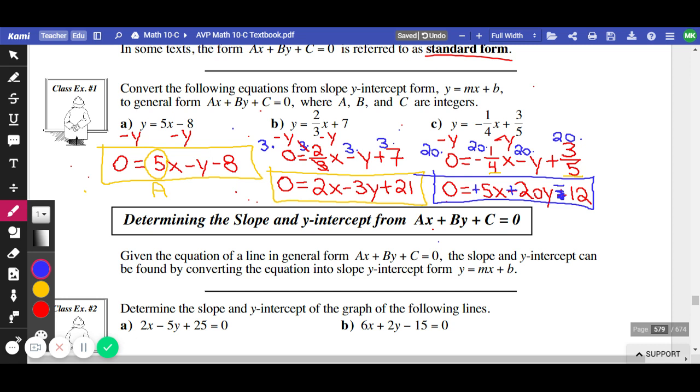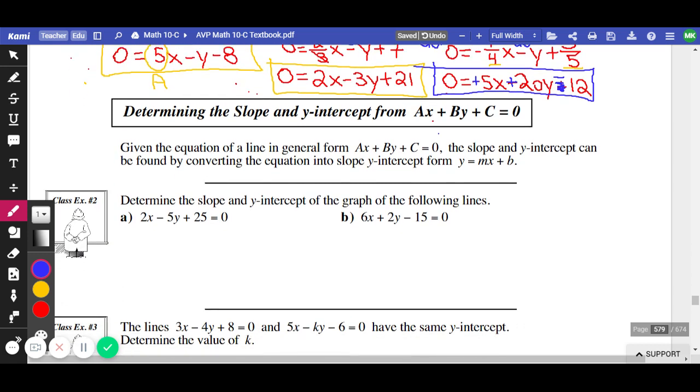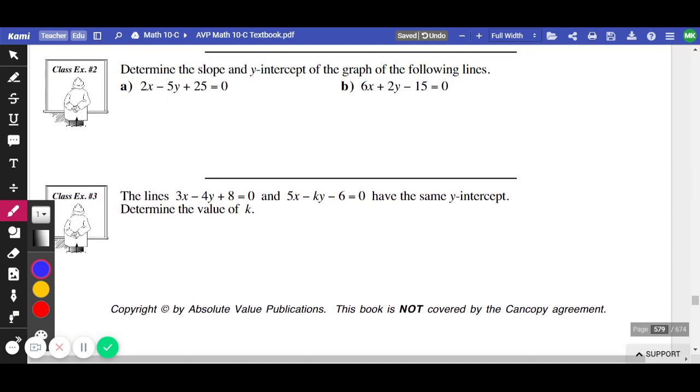Awesome. Now we're going to convert the other way. So we're going to take general form. We're going to convert into slope-intercept form. So if you look at class example 2, this is slope and y-intercept of the graph of the following lines. You got 2 lines here. The best way to find the slope and the y-intercept is to convert.